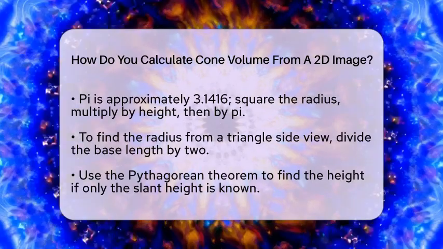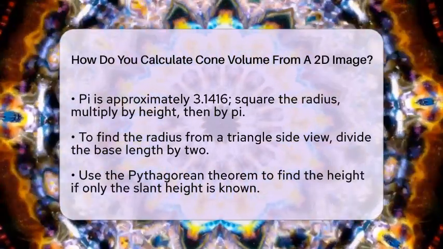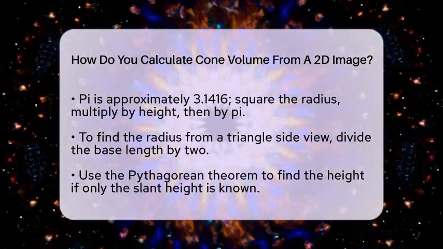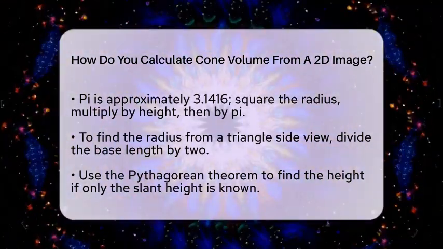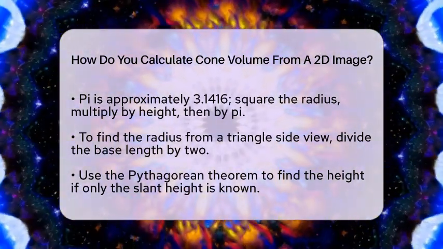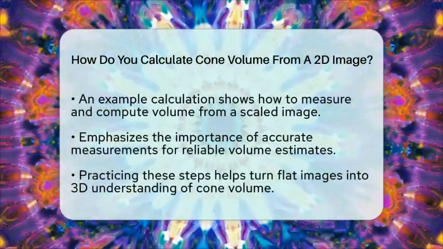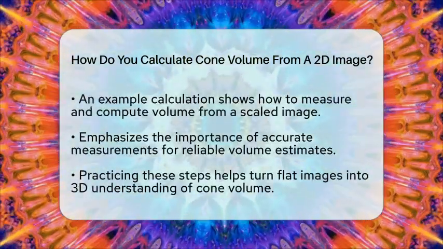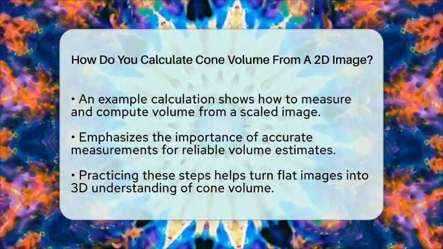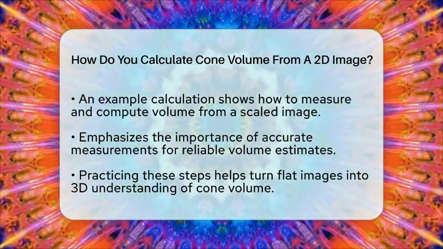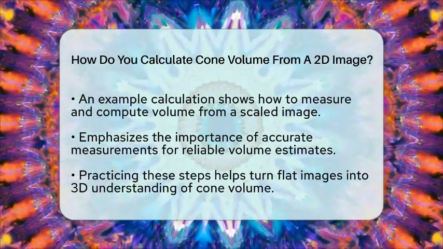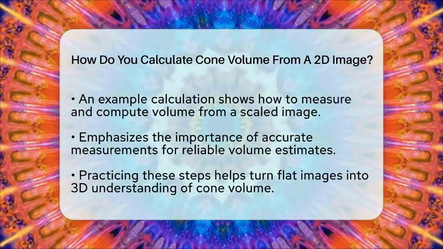For example, suppose the base width in the picture measures 6 centimeters. That makes the radius 3 centimeters. If the height from the base to the tip is 9 centimeters, then the volume calculation is straightforward. Square the radius to get 9, multiply by the height to get 81, then multiply by pi to get about 256.1. Finally, divide that by 3, which gives approximately 85.3 cubic centimeters.